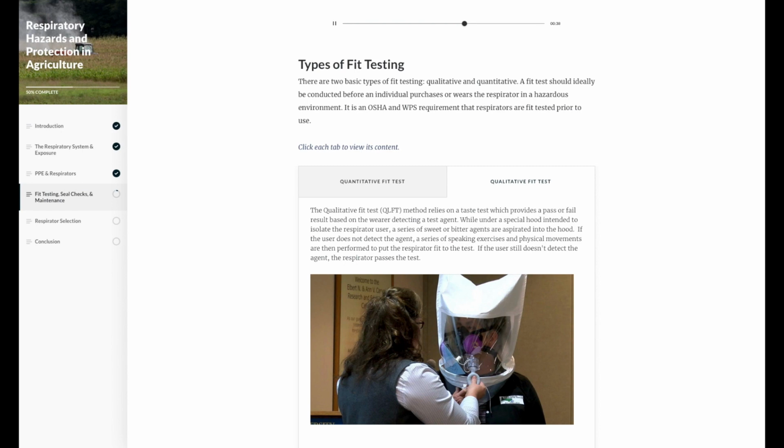Qualitative fit test. The qualitative fit test, QLFT method, relies on a taste test which provides a pass or fail result based on the wearer detecting a test agent. While under a special hood intended to isolate the respirator user, a series of sweet or bitter agents are aspirated into the hood. If the user does not detect the agent, a series of speaking exercises and physical movements are then performed to put the respirator fit to the test. If the user still doesn't detect the agent, the respirator passes the test.